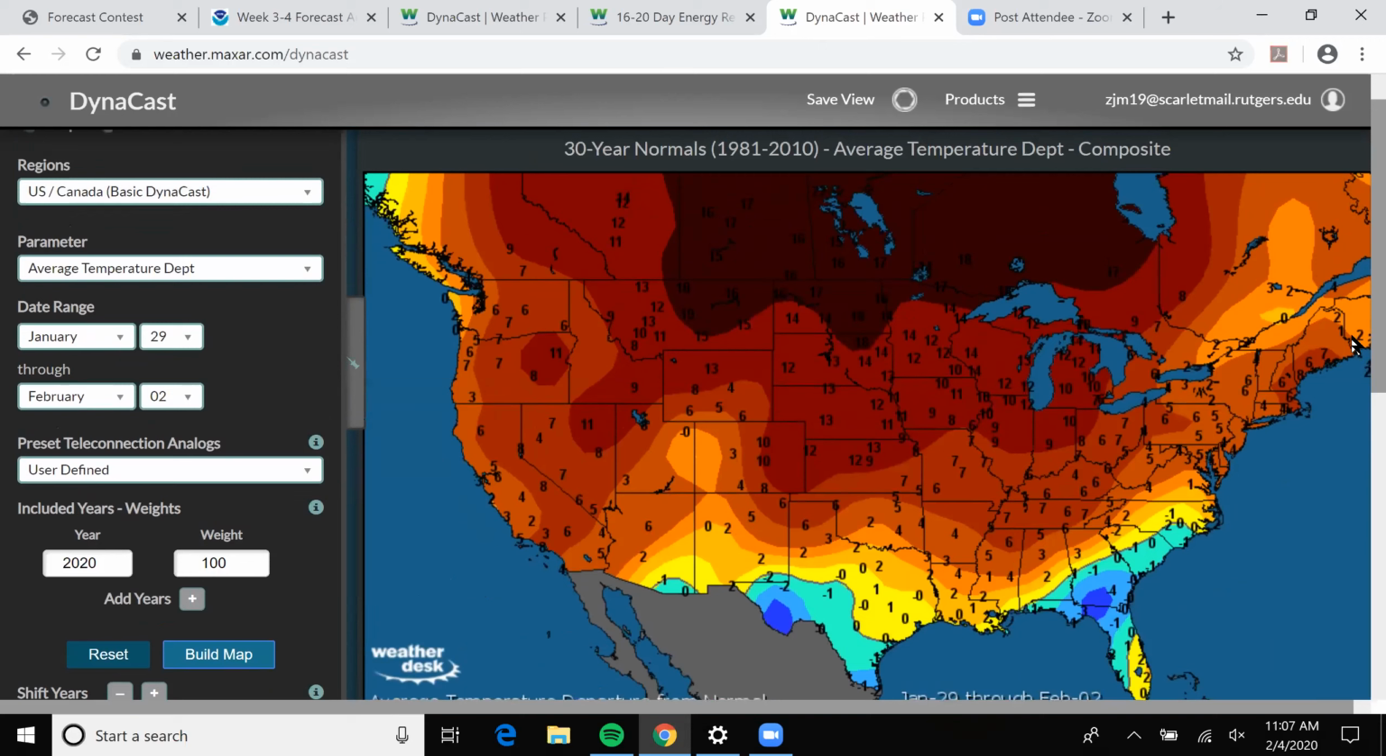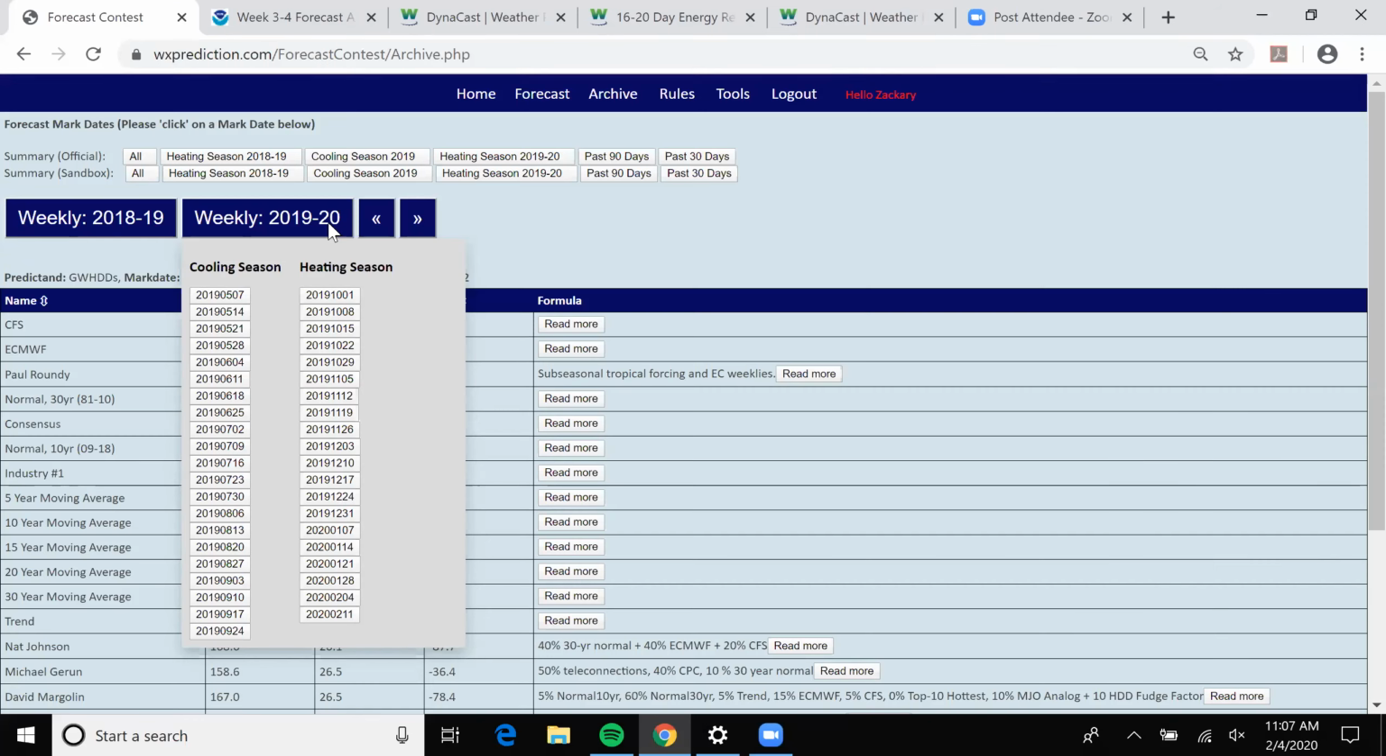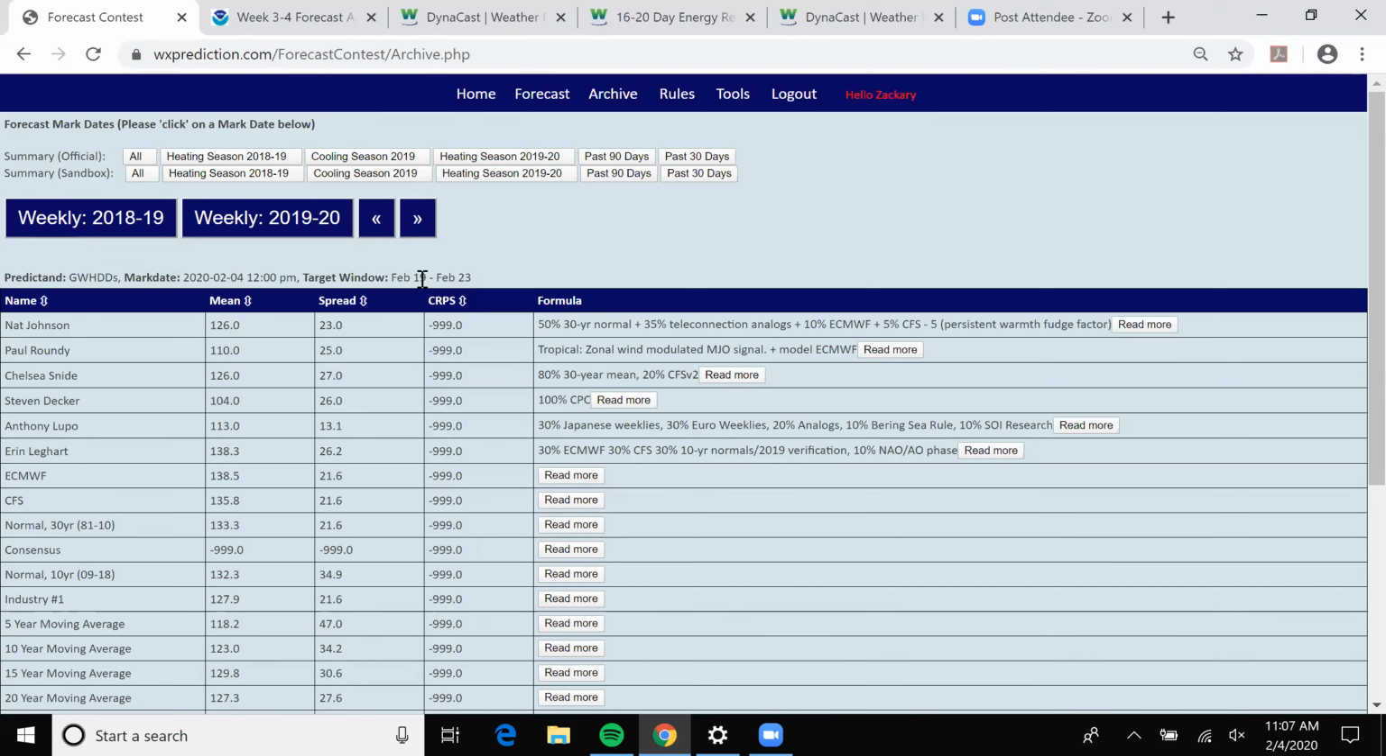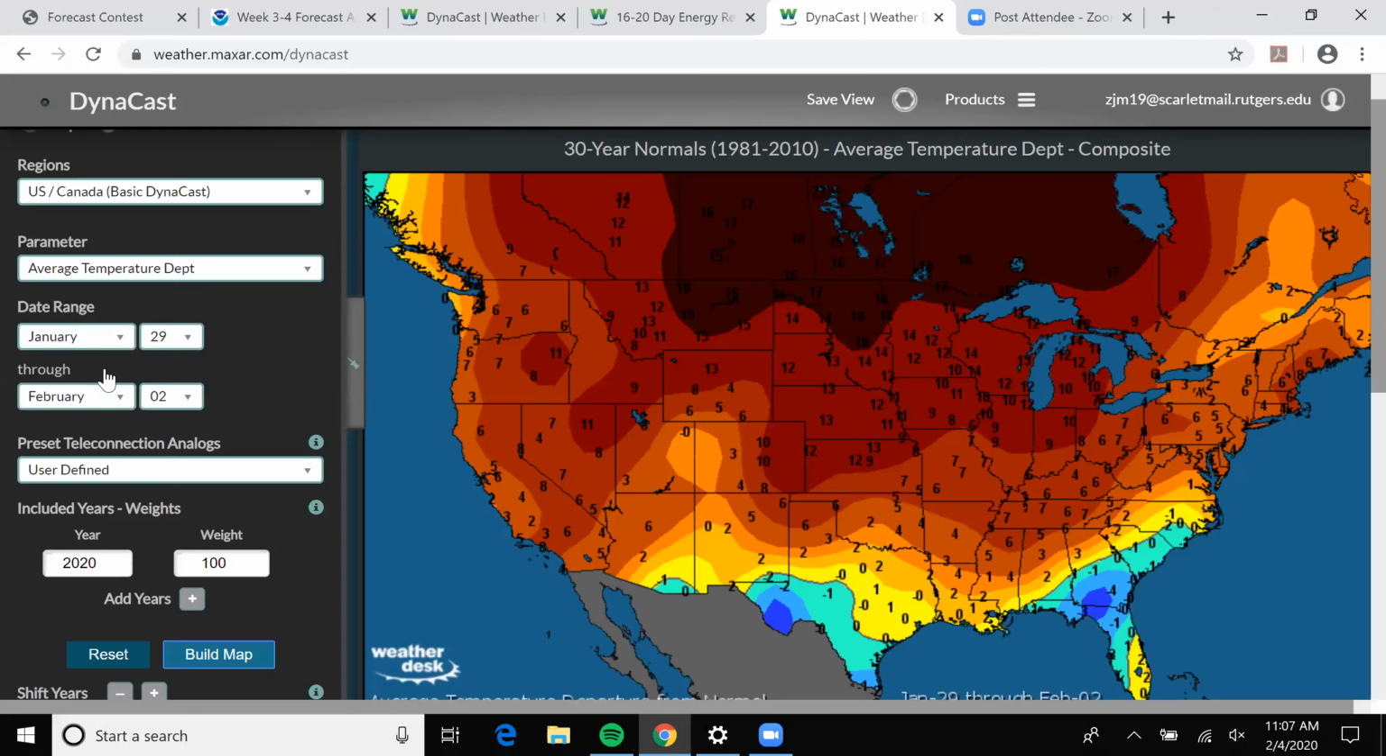So this tool can help you look at the most recent verifications, but also, if we're looking at the forecast contest, the forecast for today, we can also adjust it and look at just past temperature ranges. So February 19th to 23rd.